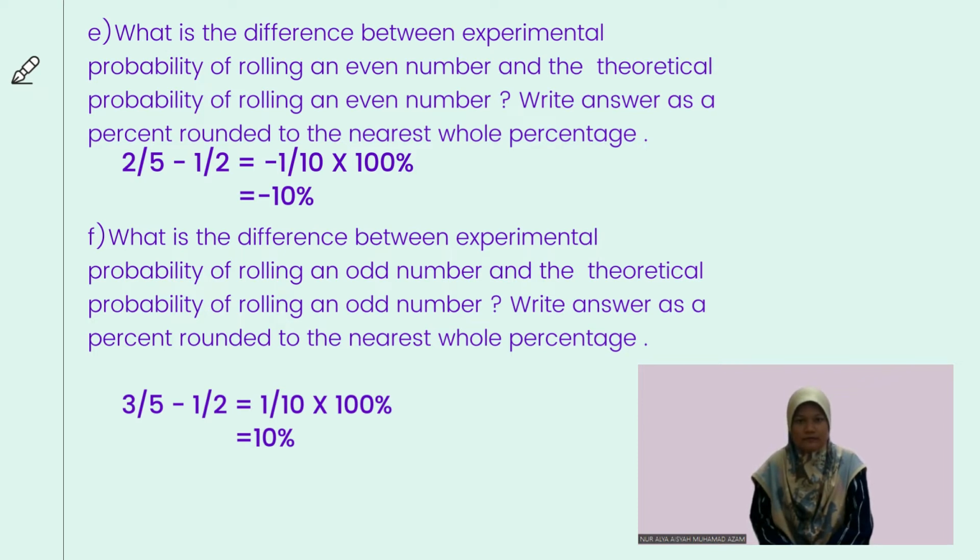Next, what is the difference between experimental probability of rolling an odd number and the theoretical probability of rolling an odd number? So we are going to apply the same formula, which is experimental probability minus theoretical probability times 100%, which gives us 3/5 minus 1/2 equal 1/10 times 100% equal 10%.